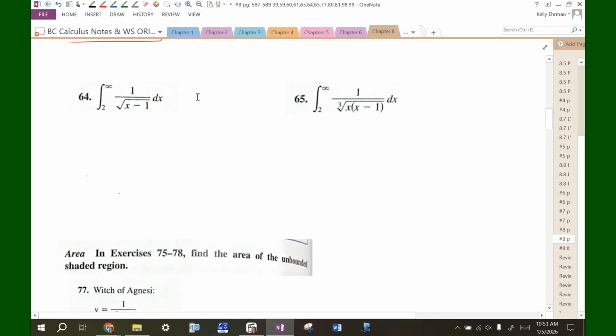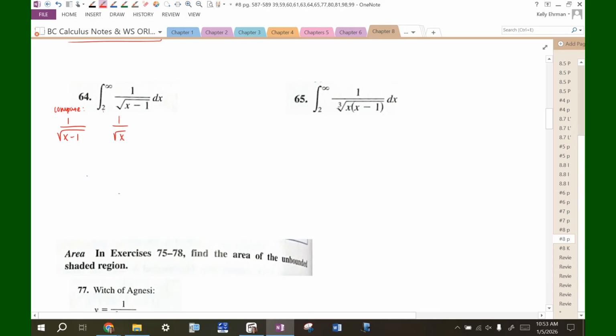All right, number 64. This is close to a p integral again. It's not quite a p integral. I could just integrate this and see what happens. But I want to compare 1 over radical x minus 1 to just 1 over radical x.